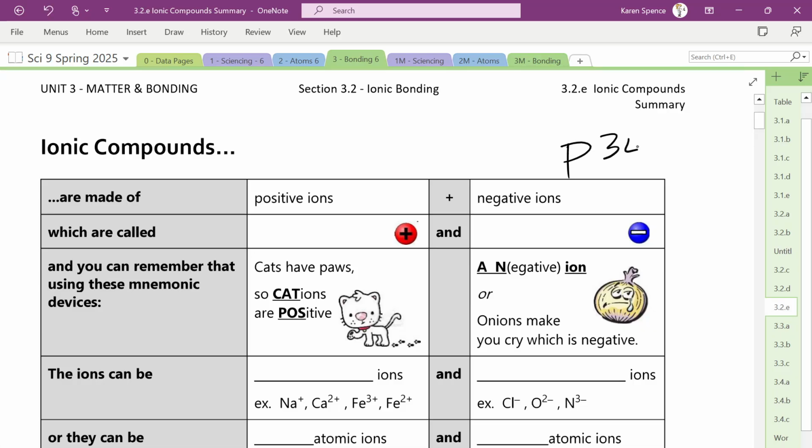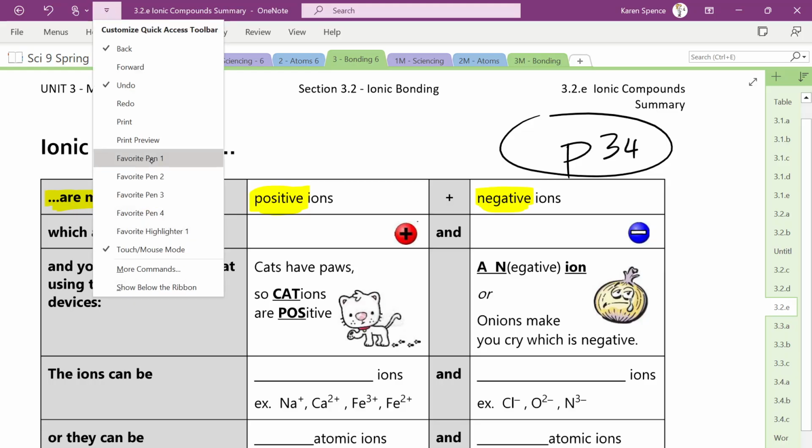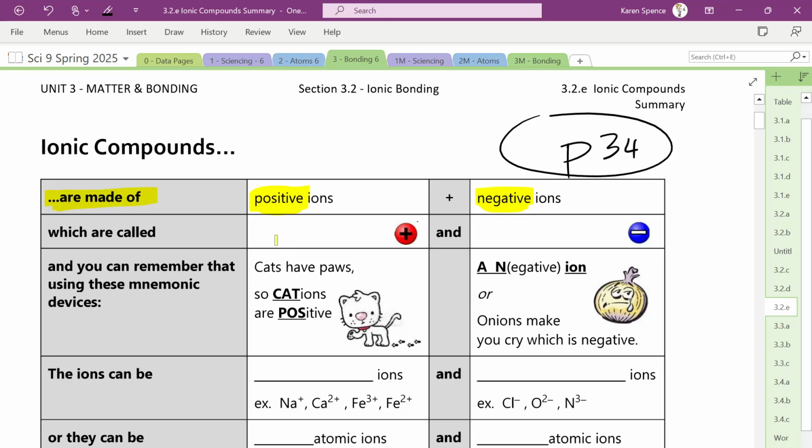Okay, we are on page 34, and we're just doing a quick review of ionic compounds because you learned covalent over the weekend, and I want you to remember that we have to know both. What are ionic compounds made of? Ionic compounds are made of ions. What kind of ions? Positive and negative. What are they called? What do we call positive ions? We call them cations.